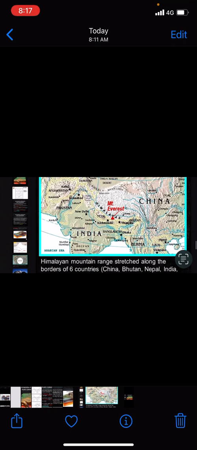Okay, actually it borders 6 countries. It borders 6 countries, but the most common 2 countries that we talk about when we mention the Himalayan mountains are the two largest ones in play here, so India and China. So with that, we've come to the end of convergent continental plate boundaries.